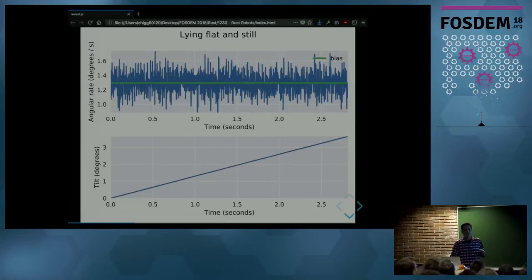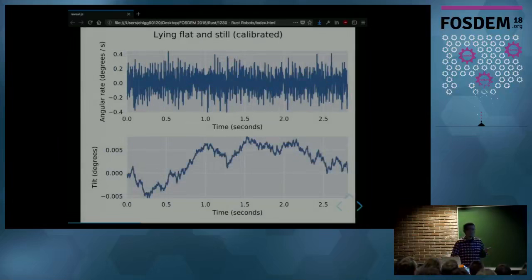And that's wrong because the sensor is horizontal. And the problem here is that the gyroscope says that the angular rate is non-zero. That's common in this kind of sensor, and the offset in the measurement is called bias. What you have to do is calibrate the sensor by removing the bias.